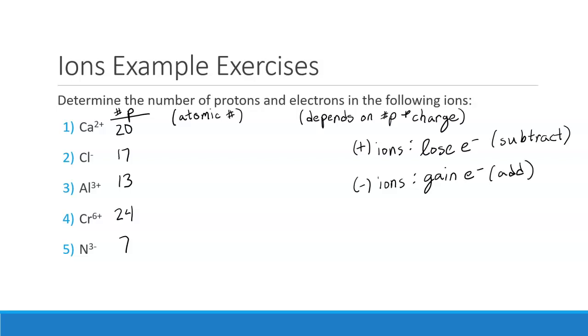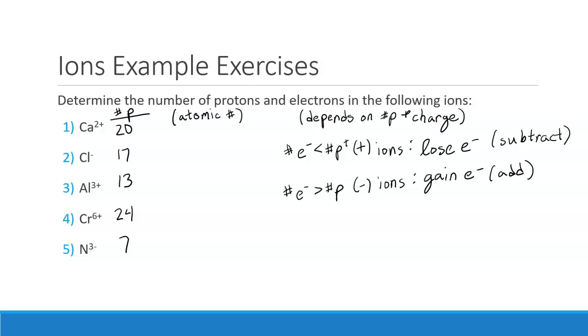So for positively charged ions, you should have fewer electrons than you do protons. So the number of electrons should be less than the number of protons. And then for negatively charged ions, the number of electrons should be greater than the number of protons. So that's a good trick to help yourself check and see if you got the right answer.